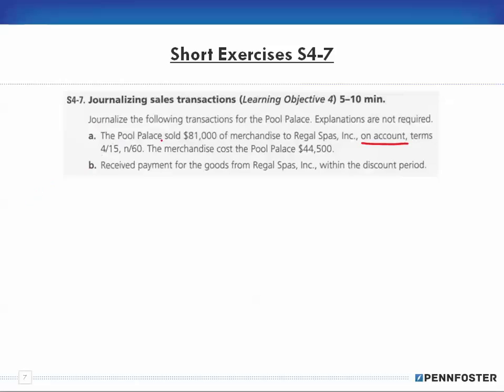Whenever you make a sale, there are two aspects here. Let's deal with the first one. We're selling $81,000 of merchandise on account to Regal Spas. So am I affecting cash? No. Am I affecting accounts receivable or payable? Yes. I'm affecting accounts payable, so I'm going to credit accounts payable for $81,000 and debit sales revenue. Oops, I'm sorry, I'm thinking about the last problem. I am going to debit accounts receivable, and I'm going to credit sales revenue. Even accountants make mistakes, for the $81,000.